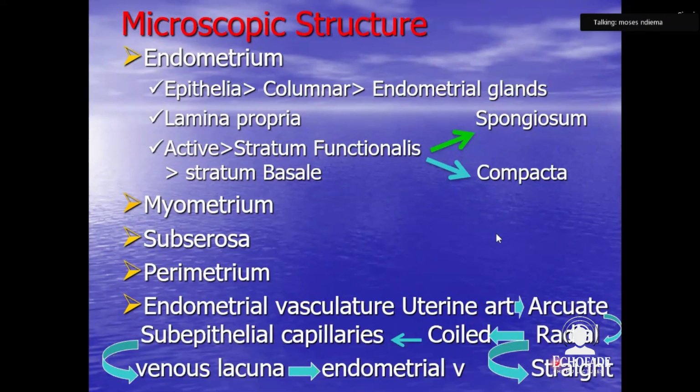So this can now regenerate to form the blood vessels and also the glands to form the stratum functionalis. The subepithelial blood vessels now open into venous lacunae, and these open into endometrial veins. So this blood supply is very important. You need to understand this to be able to explain what happens during the endometrial cycle.